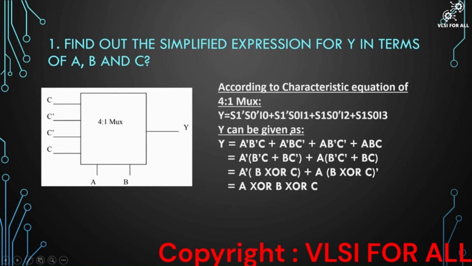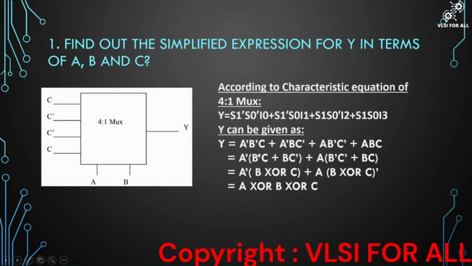See, y can be given as, according to what are the select lines here, A and B. A bar B bar, and here first input I0 is C, and A bar B, and I1 is C bar here, and A B bar, and I2 is C bar here, and A B, and I3 is C. We have written the equation like that. Now we have to simplify.